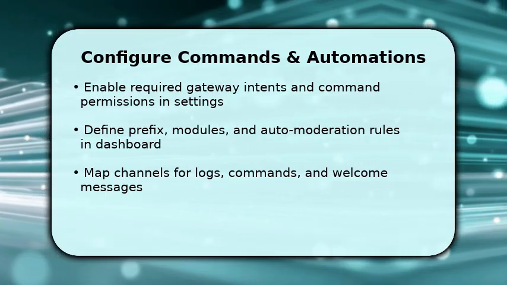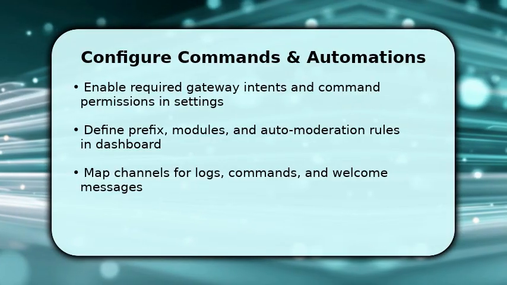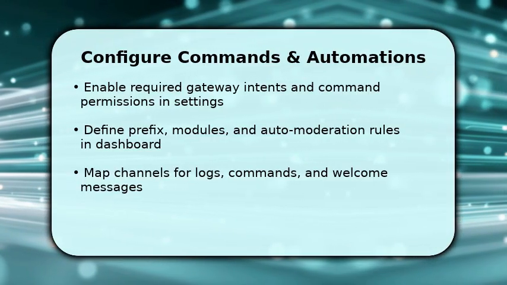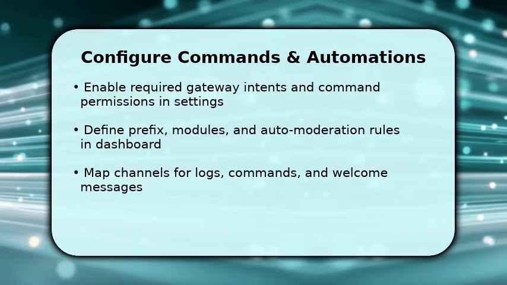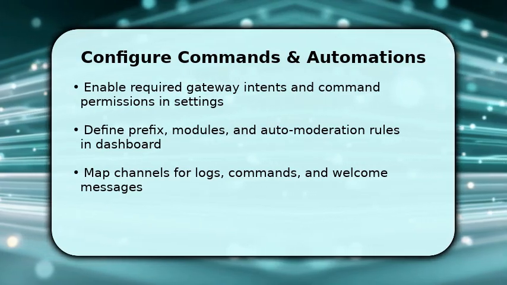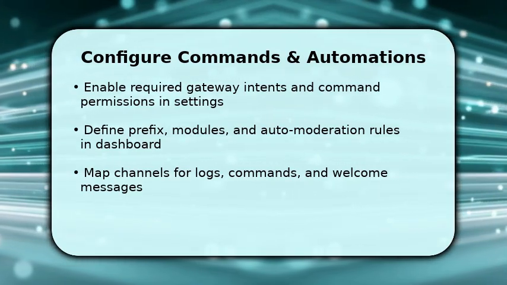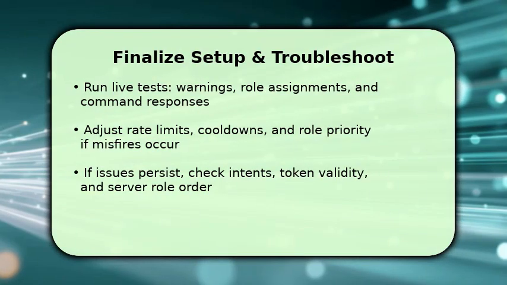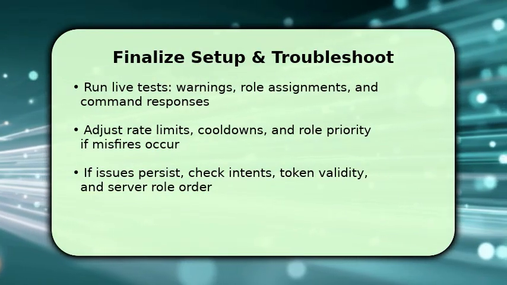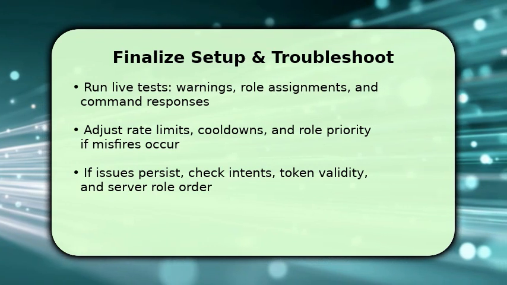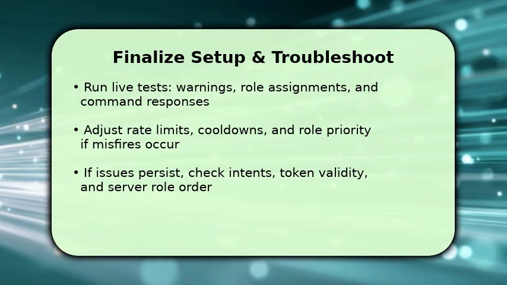You'll next create rule sets, for example mute thresholds and banwords lists, and test each with a non-admin account. Once each module responds correctly, adjust cooldowns and role mappings to refine automation. Finish by running live scenarios. Give a warning, trigger an auto role, and run standard commands so you see real responses.